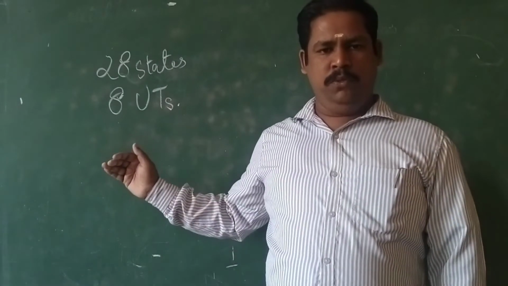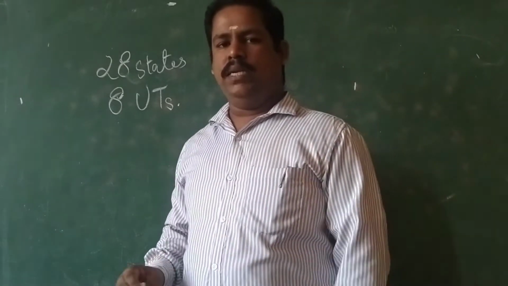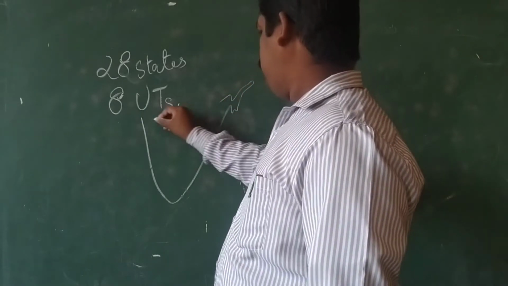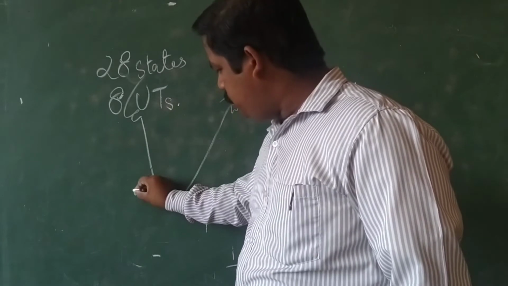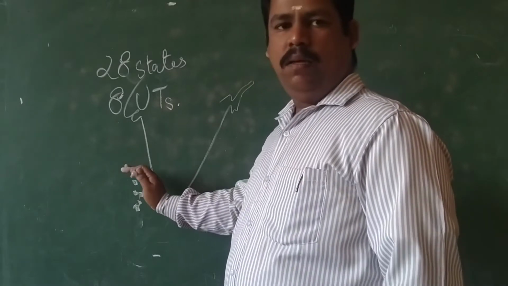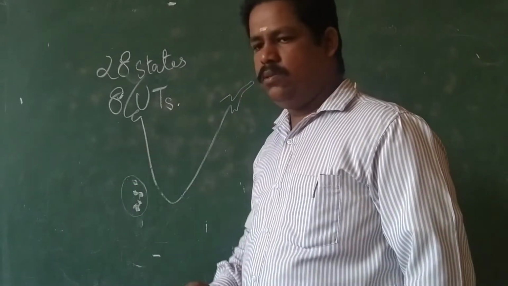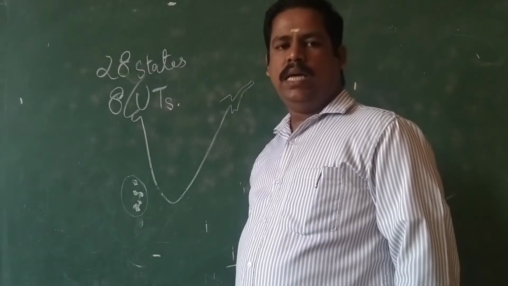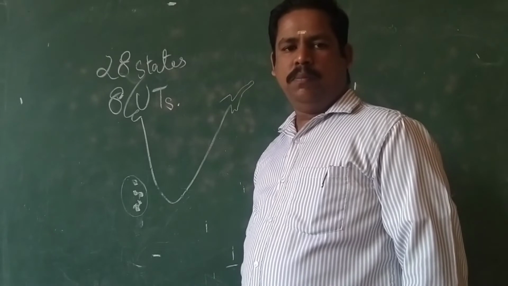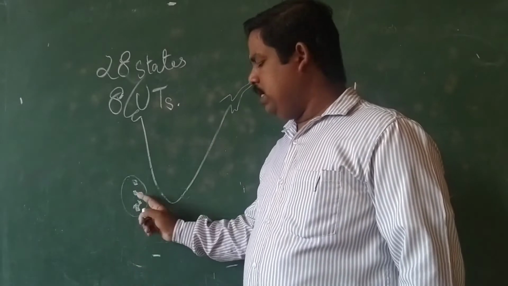Next, Puducherry, Lakshadweep and Andaman Nicobar Islands. Where is Lakshadweep located? So here is the position of Lakshadweep. Lakshadweep is located in the Arabian Sea, just near the Kerala border. Around 43 islands are there. Of these, 10 or 12 islands have most of the people living in them. In the balance islands, people are not living.